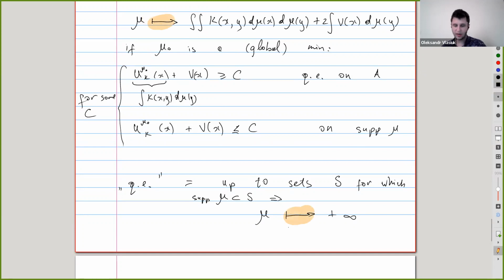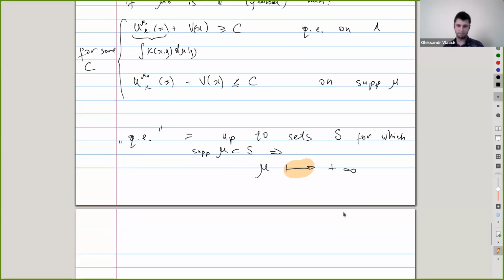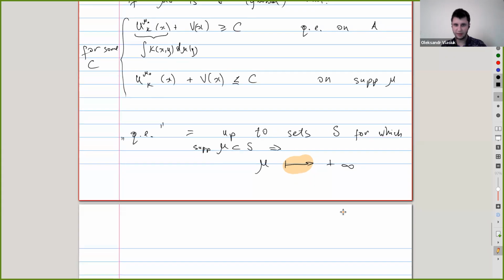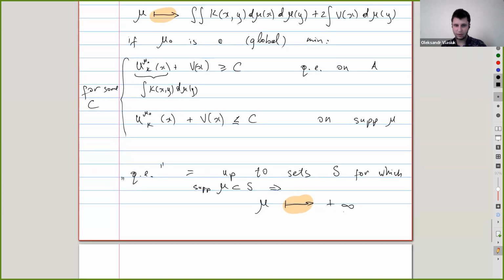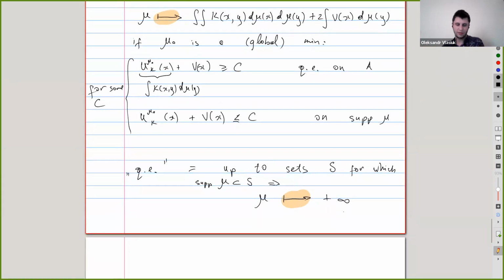So in other words, up to a set of zero capacity, a set that cannot hold any positive fraction of your measure. Okay, and so this is all very nice, and obviously not hard to derive, as you probably know, and you may have thought about this. Okay, what about this quasi everywhere? Can we get rid of it?